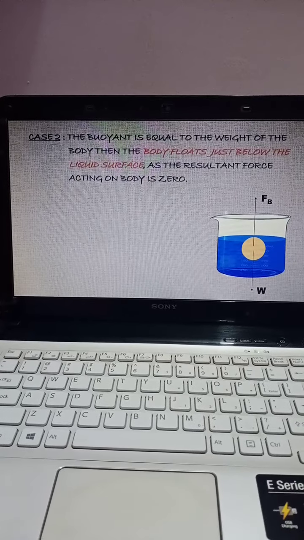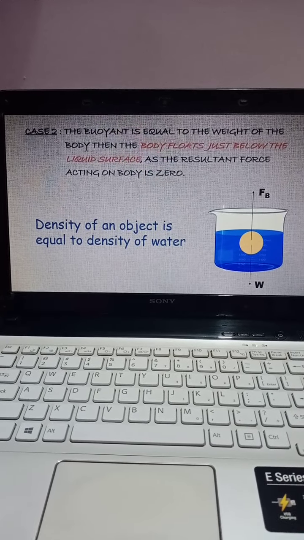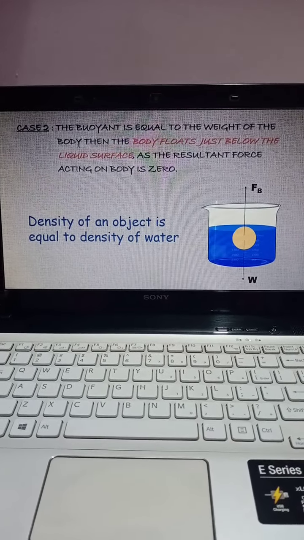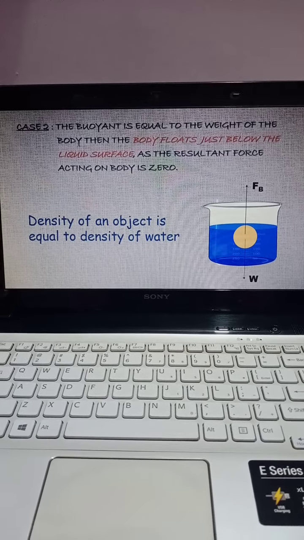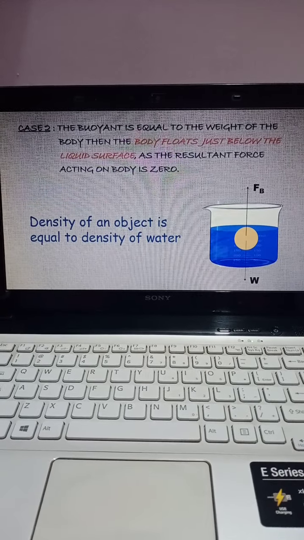Or what we can say here, that if the density of the object is equal to the density of the water, then this object floats just below the surface of water.